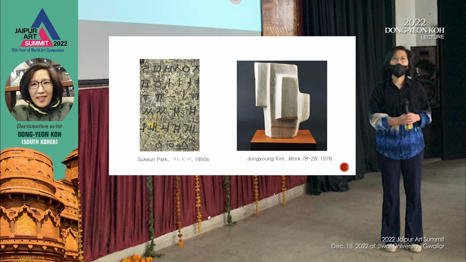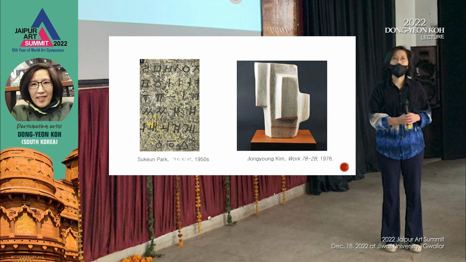The next page. And I also brought these interesting images. One on the left is Suguen Park, and one on the right is Kim Jong-young. They both belong to the early modernists. And this relatively early work, especially Suguen Park's work, is undated, but still his work was created during the 1950s. He was a very interesting painter. He's known for surface effects.